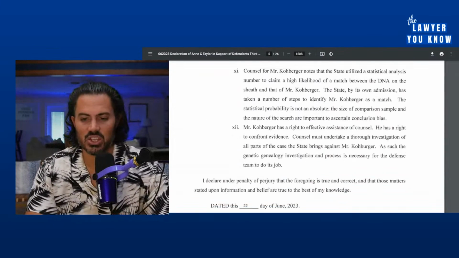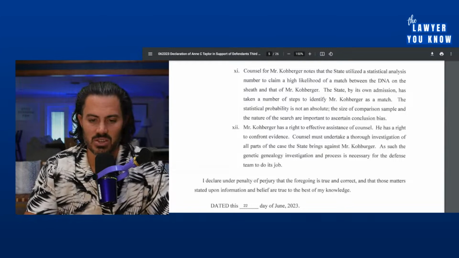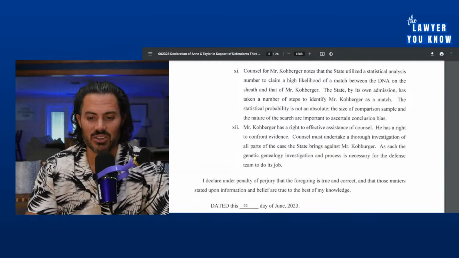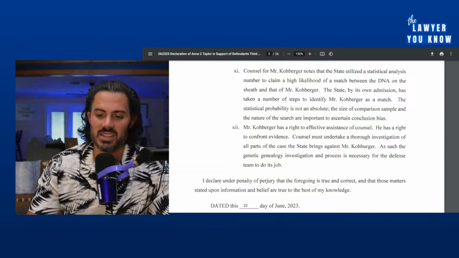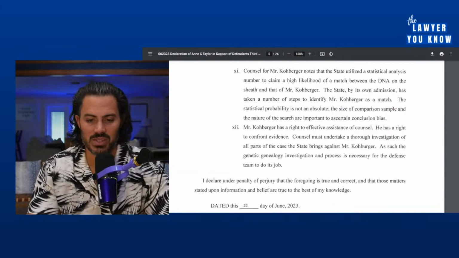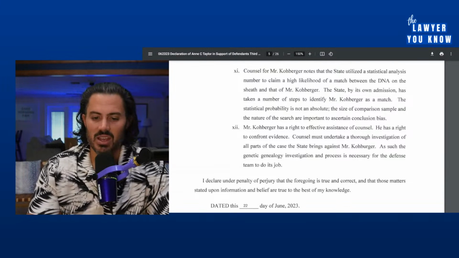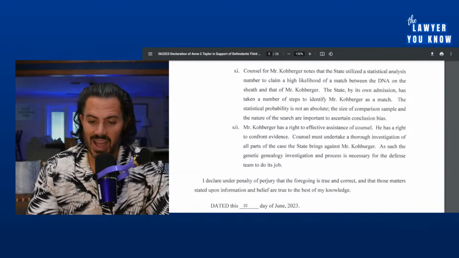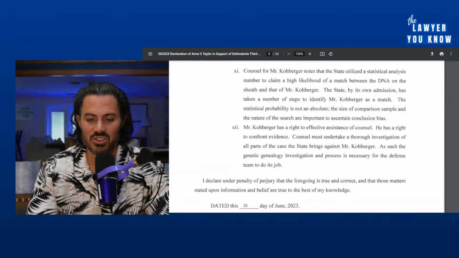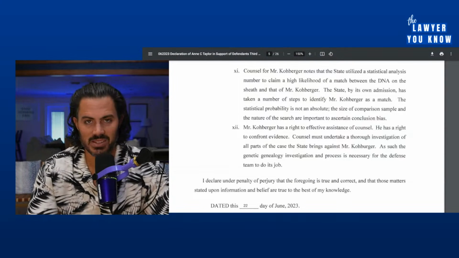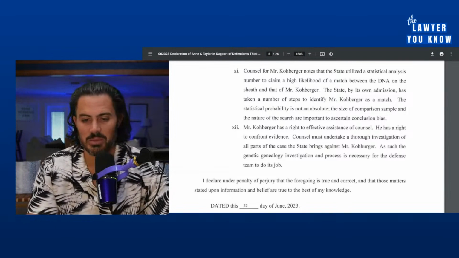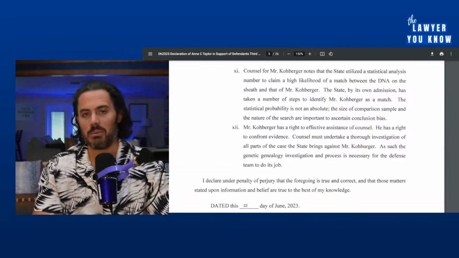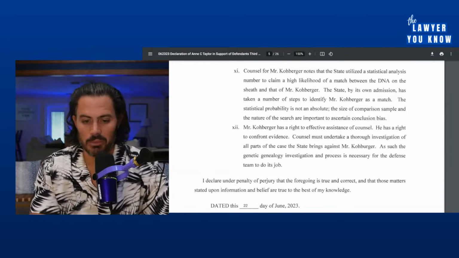Counsel for Mr. Kohberger notes that the state utilized a statistical analysis number to claim a high likelihood of match between DNA on the sheath and that of Mr. Kohberger. The state, by its own admission, has taken a number of steps to identify Mr. Kohberger as a match. The statistical probability is not an absolute. The size of the comparison sample and the nature of the search are important to ascertain the conclusion bias. Now, the 3.5 octillion times more likely is exactly what she's describing here. The statistical probability that they, pick a big number, basically.